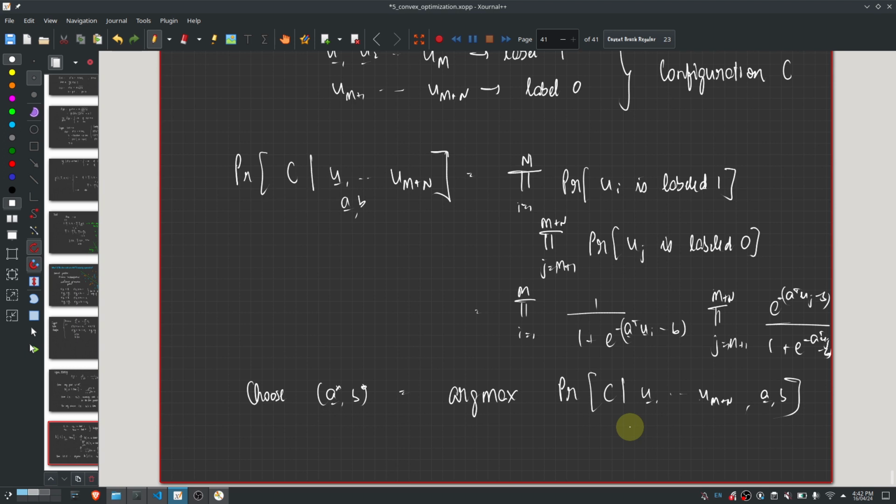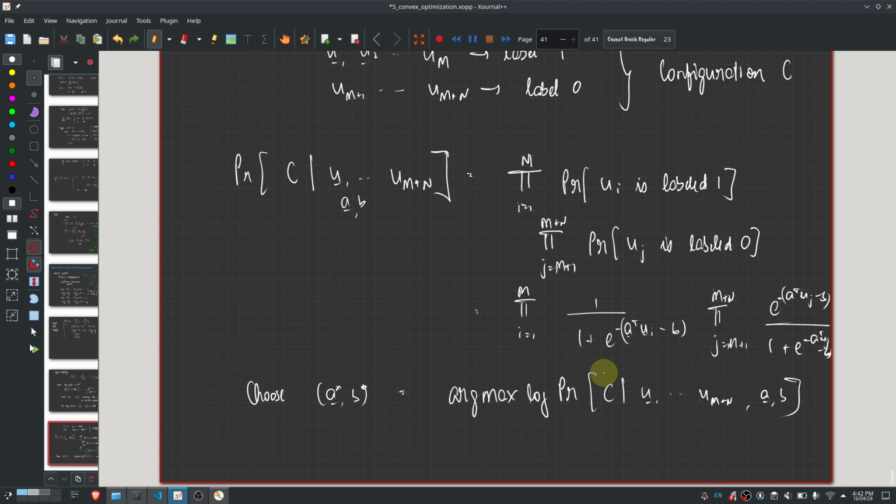So if the data were indeed generated according to this logistic process, then this would be the best way of choosing a comma b. But even if it were not actually generated according to this process, but the points are almost linearly separable, you can use this as a heuristic and still try to find the a comma b that maximizes this particular quantity. The nice feature is, let's say instead of maximizing this, I'll try to maximize the log of this particular probability. That's what is generally done in maximum likelihood detection.